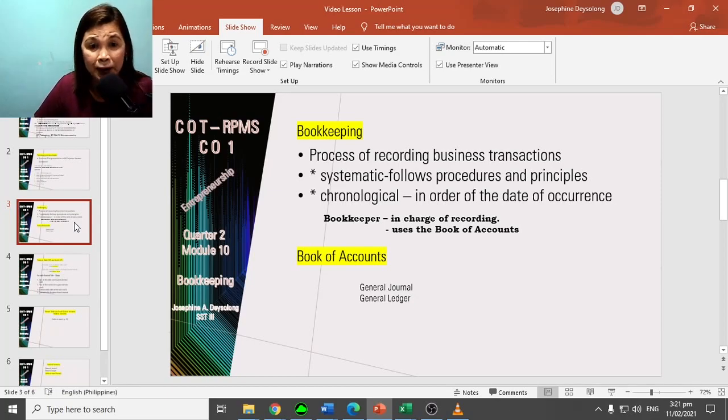Then, who is in charge of recording? We call it the bookkeeper. He is the one who uses the book of accounts. Now, what are these books of accounts? Books of accounts are the general ledger and the general journal. And under the general ledger, we also have the subsidiary ledger. And we will discuss the subsidiary ledger next time.